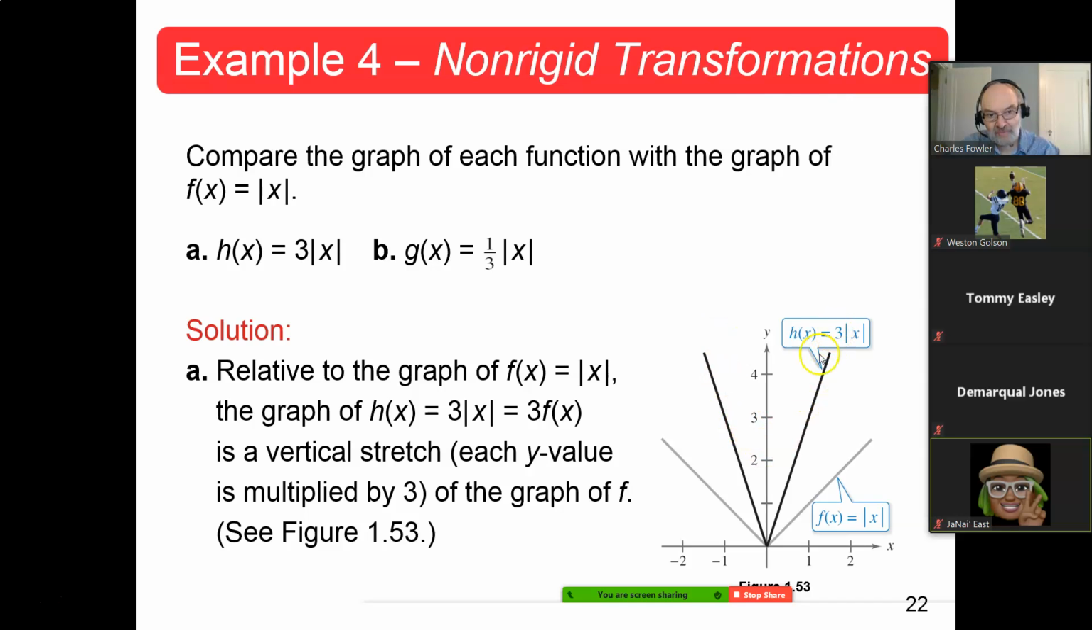And when you multiply by 3, vertical stretch upward, it brings up both of the wings upward. Okay. There is your h of x is 3 times the absolute value of x. Basically, you take the 1 here, multiply it by 3, and it goes here. Take the 1 here, multiply it by 3, and it goes right there. And so on. Okay. Let's do the b part.